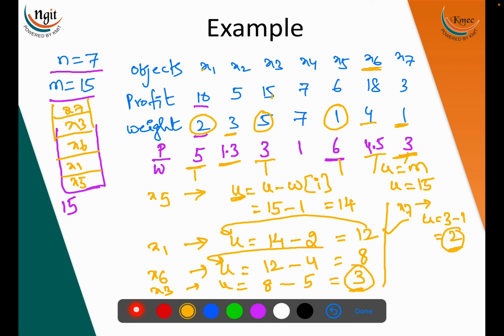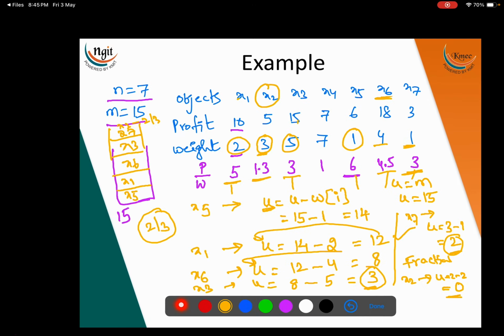So what we will do is take a fractional part. What is the fractional part we'll take? You have a weight of 3, but we'll take only the 2 by 3 fraction from the X2 object. That means X2 also will be placed, but not fully, only 2 by 3. If you place the X2 object, U minus 2, 2 minus 2 is 0. That means we have used the complete capacity of the bag.